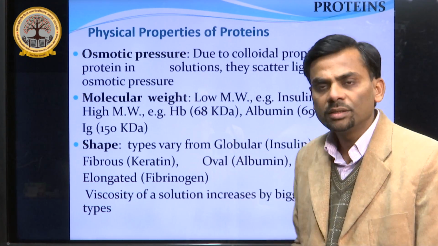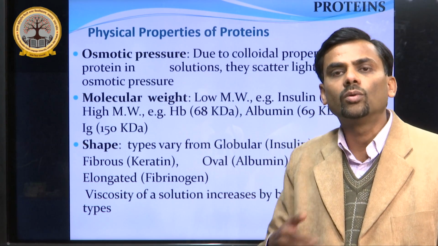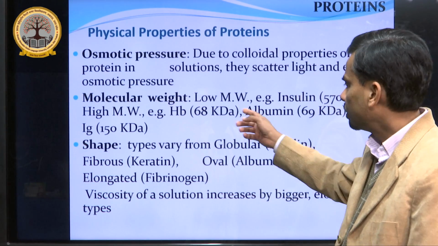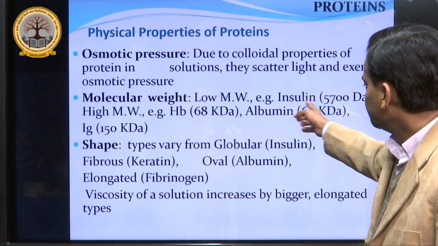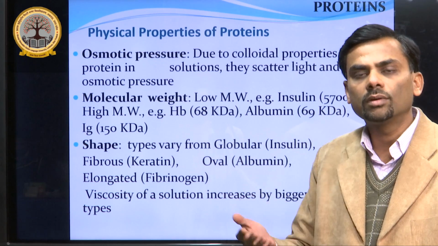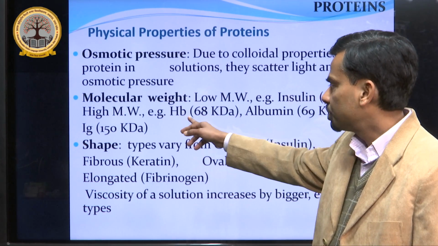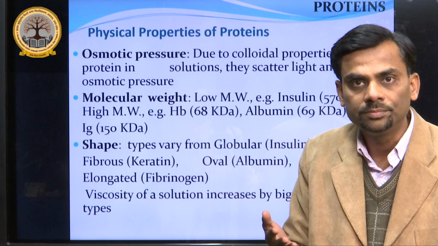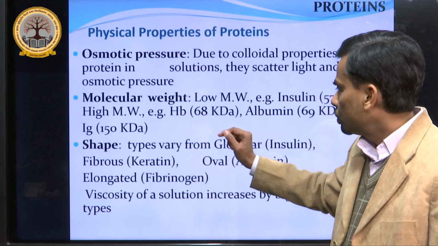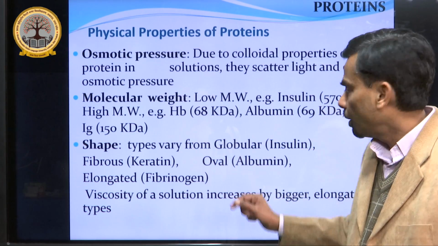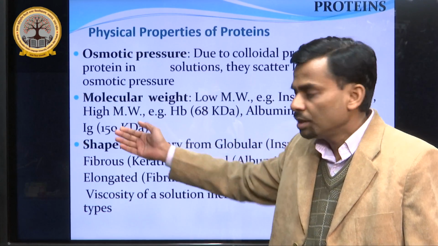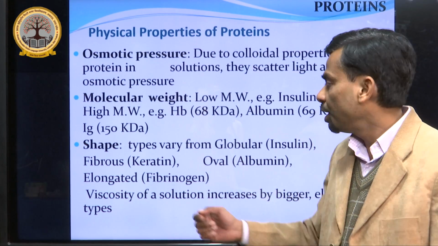And what is the molecular weight of different types of protein, starting from the lower to the higher category? The examples are diverse. In the low molecular weight category, it is insulin, with a molecular weight of 5700 Dalton. Going to the higher molecular weight proteins, hemoglobin has a molecular weight of 68 kilodalton. Important point to note: here I mentioned Dalton, here it is kilodalton. So hemoglobin has 68 kilodalton, while albumin is 69 kilodalton. And the largest protein, immunoglobulin, that is antibodies, is 150 kilodalton.